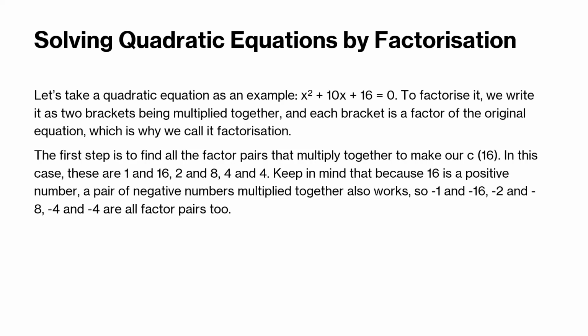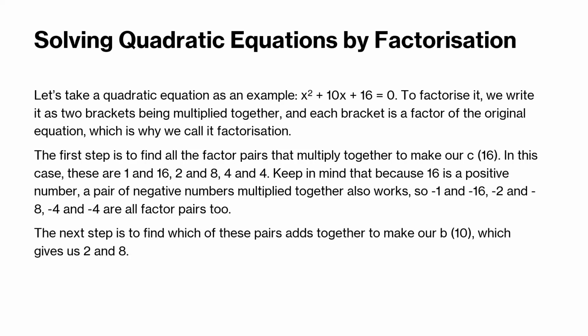The first step: find all the factor pairs that multiply together to get our c, which is 16. In this case, these are 1 and 16, 2 and 8, and 4 and 4. And keep in mind that because 16 is positive, two negative numbers multiplied together will also give you a positive 16. So, minus 1 and minus 16 work as a pair, minus 2 and minus 8, and minus 4 and minus 4.